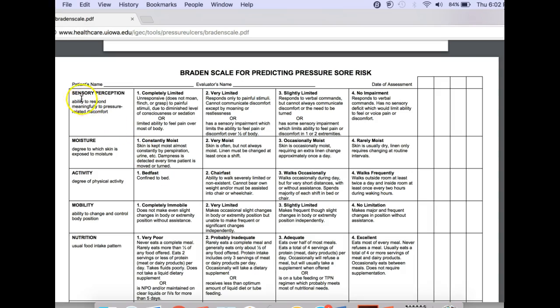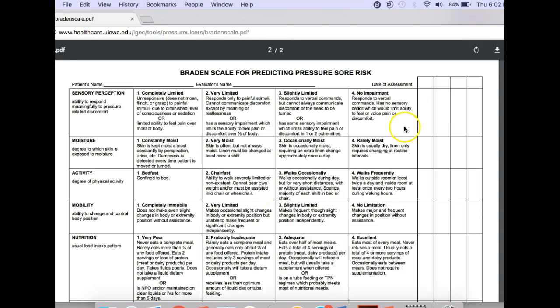You can see over here it talks about sensory perception, their ability to respond meaningfully to pressure-related discomfort. The first one, completely limited, they're unresponsive. They don't moan, flinch, or grasp to stop the pain, okay? Very limited, they respond only to painful stimuli. Slightly limited, they respond to verbal commands, but they can't always communicate discomfort. Or no impairment, they're perfectly fine and can verbalize that they're uncomfortable. And then it goes down from there. So you can take a minute to look at that and read more about the Braden scale. We are certainly going to use it for some case studies in class.